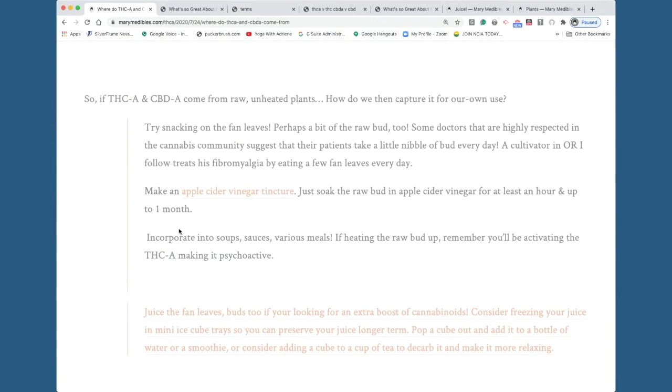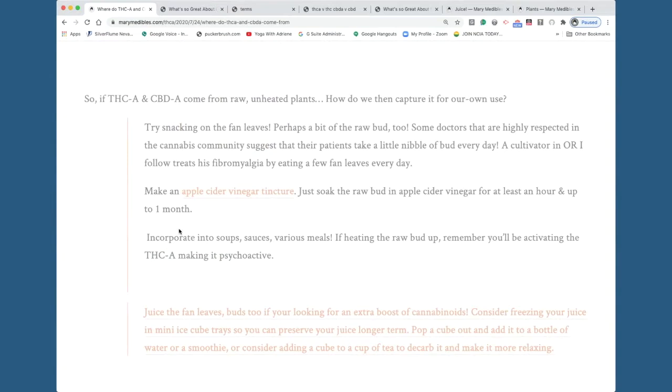And also, try snacking on the fan leaves. And you might want to grab a bit of raw bud too. Some doctors that are highly respected in the cannabis community suggest that their patients take a little nibble of bud every day. And a cultivator in Oregon I follow treats his fibromyalgia by eating just a few fan leaves every day.